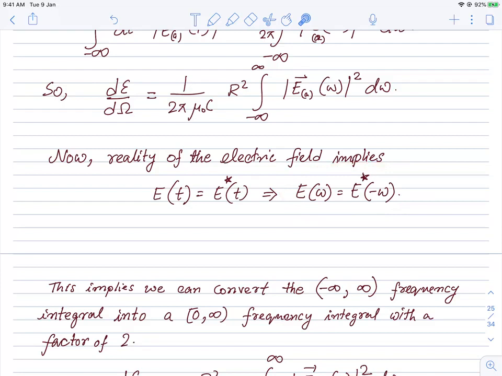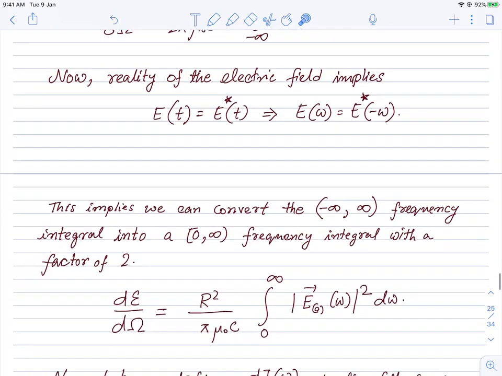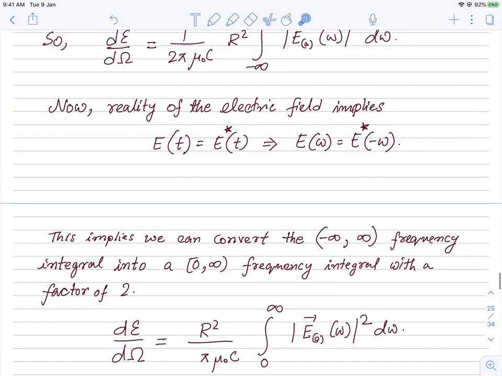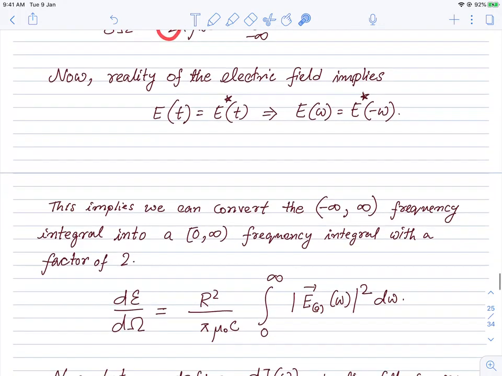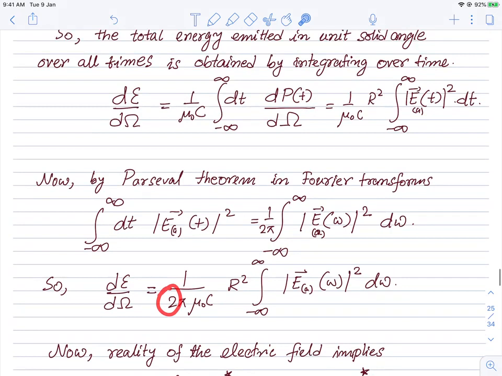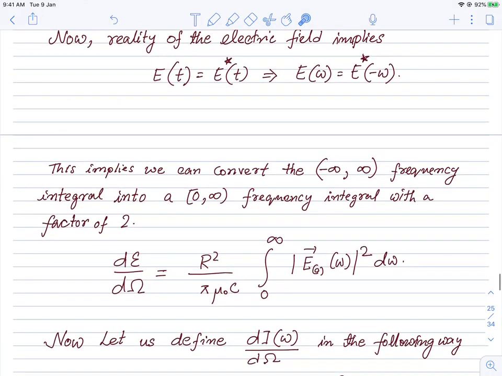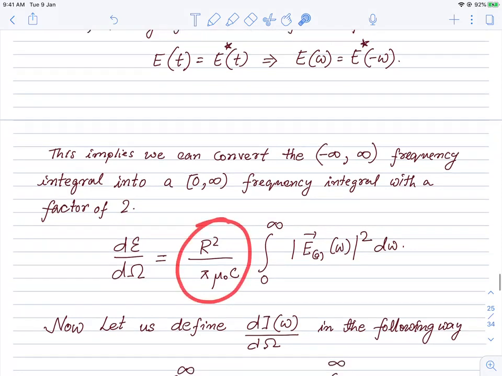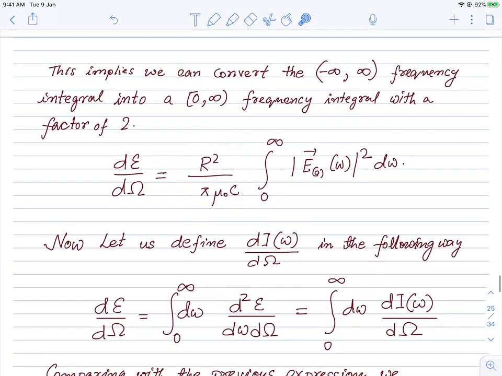So this integral, you can take and convert it to an integral from 0 to infinity instead of minus infinity to plus infinity, using this, and you will get an additional factor of 2, which is going to cancel this factor of 2 here in the denominator. This factor of 2 pi came from the Fourier transform, the Parseval theorem result, and this factor of 2 would be cancelled. So once you cancel this factor of 2, you'll be left with this result, and this is the total energy again.